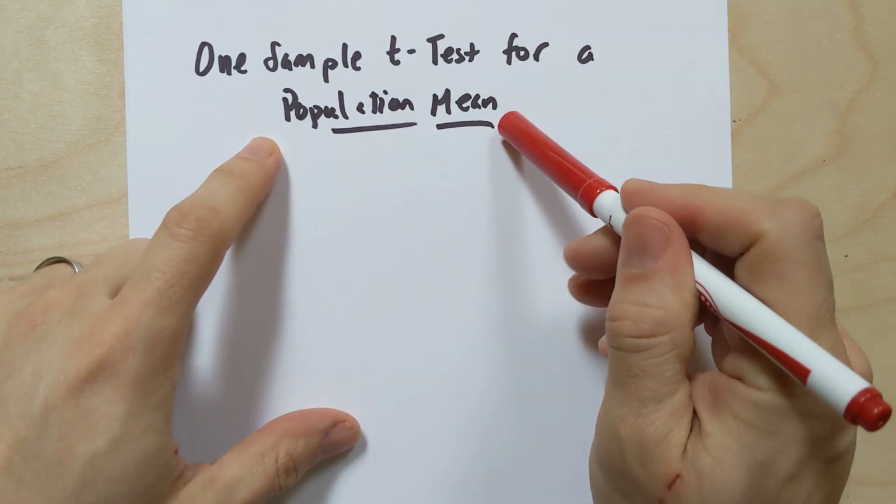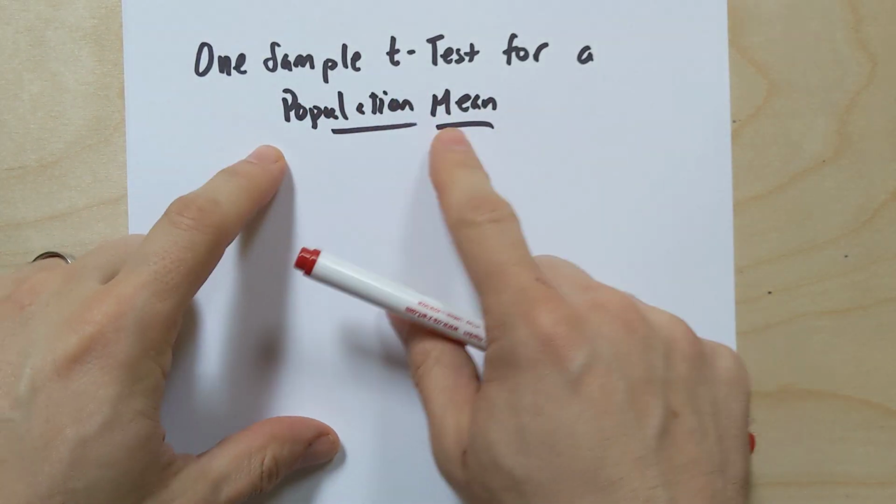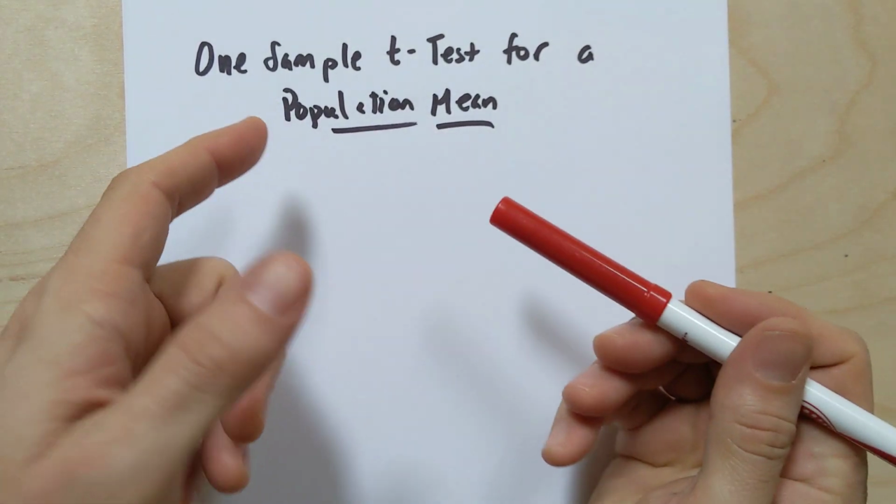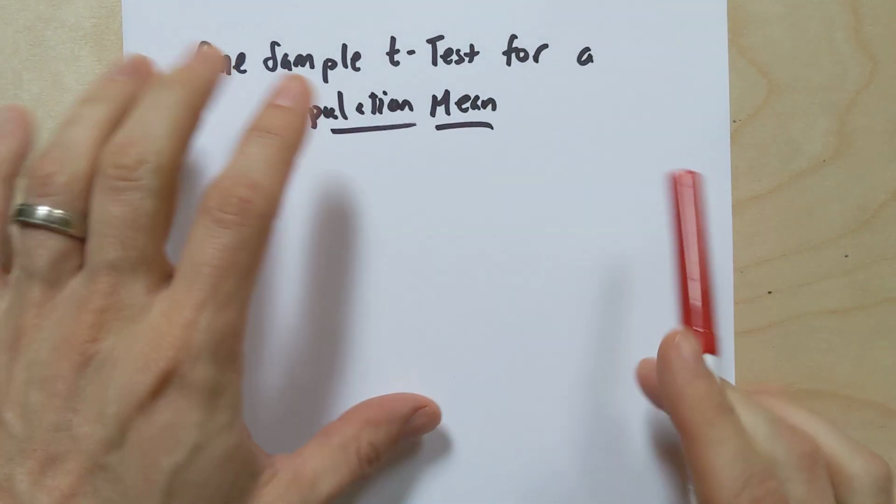Good day, statisticians. Here today, we're going to learn to do a one-sample t-test for a population mean. And you might wonder, well, we've already done tests about a population mean. Why do we need to learn something new, a t-test?